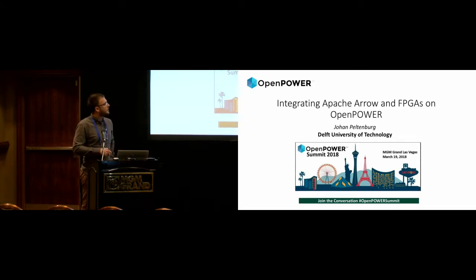I want to talk about a thing that has been going on in the big data analytics, cluster computing frameworks, and this is an Apache top-level project called Arrow, and it kind of solves a problem we were looking at for a while to accelerate stuff in the big data analytics world with FPGAs.